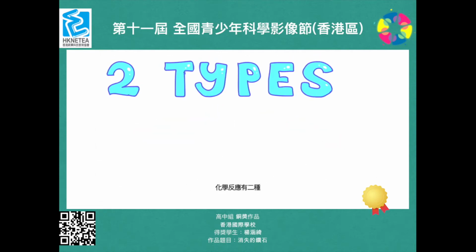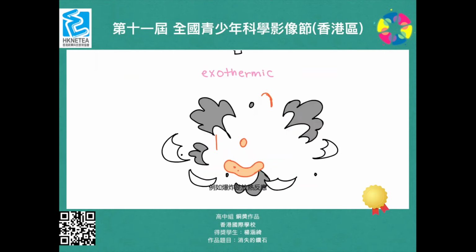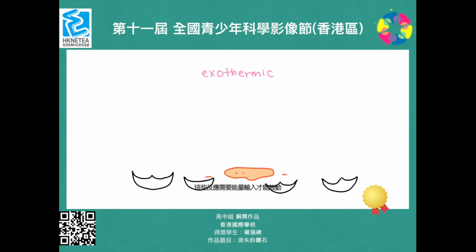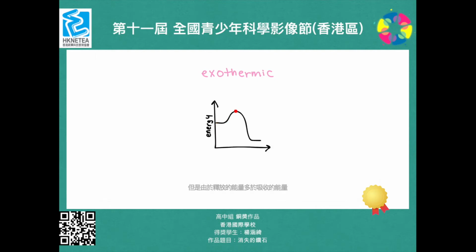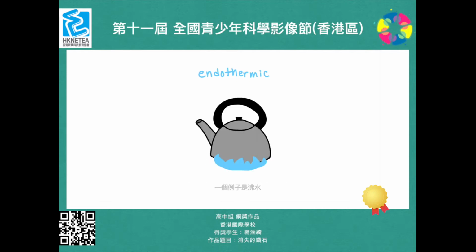There are two types of chemical reactions: endothermic, in which energy is absorbed, and exothermic, in which energy is released. An example of exothermic reactions is explosions. These reactions require an input of energy to initiate, but have an overall decrease in energy as more energy is released than absorbed. Endothermic reactions are the opposite. More energy is absorbed than released. They cannot occur without an outside source of energy. One example is boiling water. Heat is required to convert liquid water into steam.